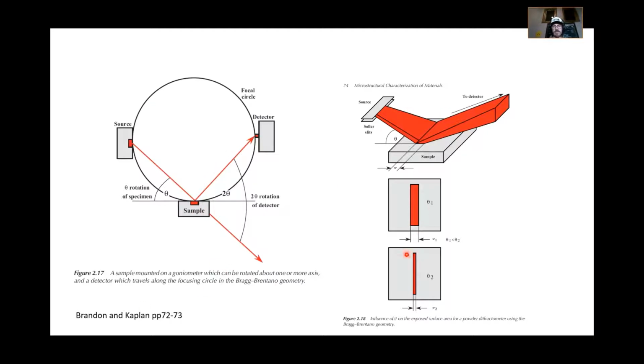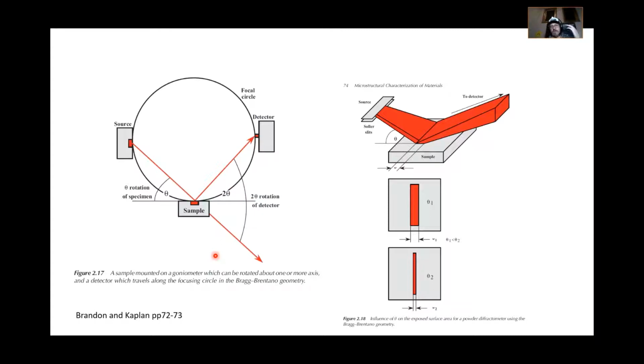I got these figures from our Brandon and Kaplan textbook. And here again we see the Bragg-Brentano geometry, which is what we're using mostly in X-ray diffraction, at least on that Bruker system. Your source emits some X-rays at the angle theta. We report things in terms of 2 theta.